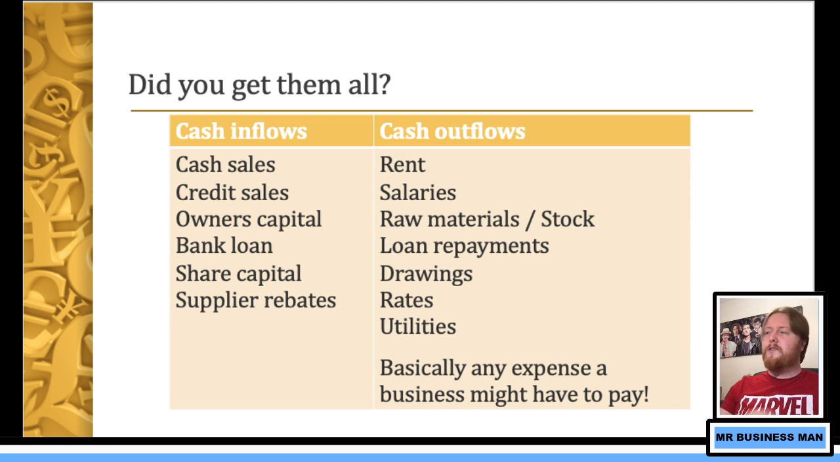Outflows, all the different things we talked about. Wages, also known as salaries. We can talk about rent. We can talk about raw materials, stock, loan repayments. Drawings is a big one. Okay, so drawings is literally what the owner takes for themselves. It's like their own payment, their own wages. We call them drawings. Okay, so just keep that in mind. It's not a big one, but it's just something to keep back there for when you need it. Okay, and rates and utilities, we talked about a little bit, but basically anything that they have to pay is fair play, really. Okay.